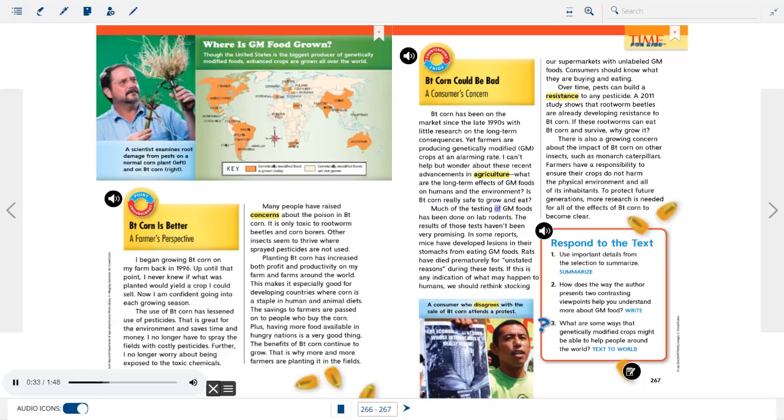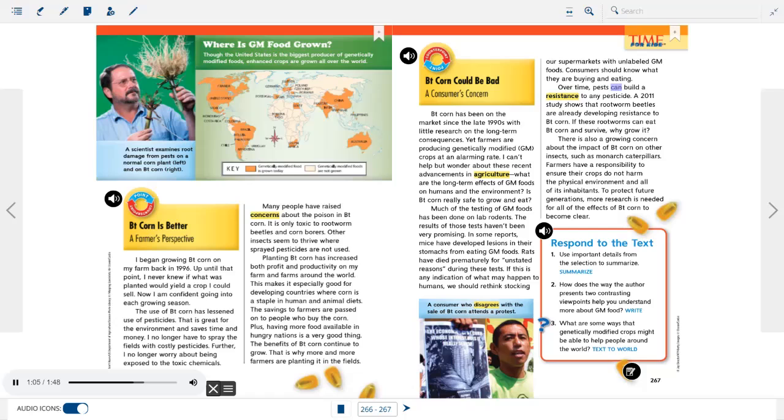Much of the testing of GM foods has been done on lab rodents. The results of those tests haven't been very promising. In some reports, mice have developed lesions in their stomachs from eating GM foods. Rats have died prematurely for unstated reasons during these tests. If this is any indication of what may happen to humans, we should rethink stocking our supermarkets with unlabeled GM foods. Consumers should know what they are buying and eating.